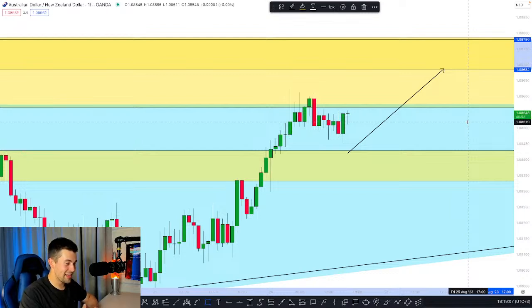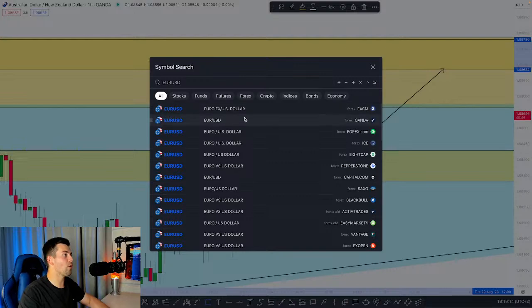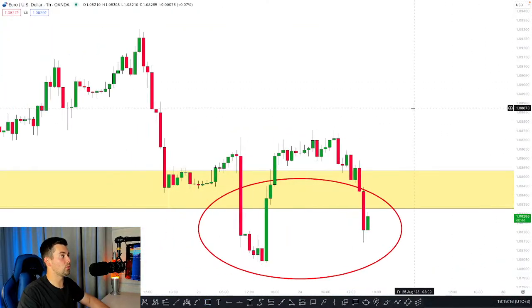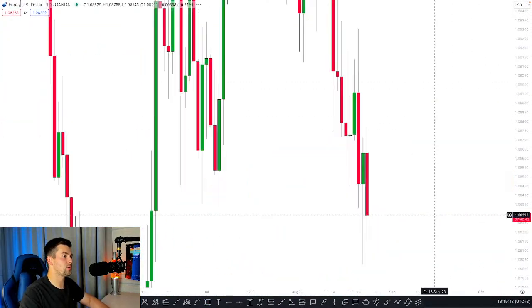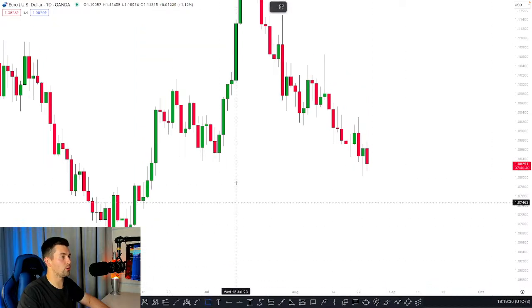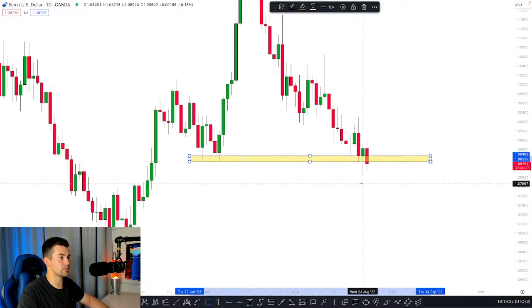Now, Ali says, euro dollar, can you please scalp it? My friend, I guess because of the current breakout attempt on euro dollar, it is not really applicable for scalping. Yes, so here's our structure.